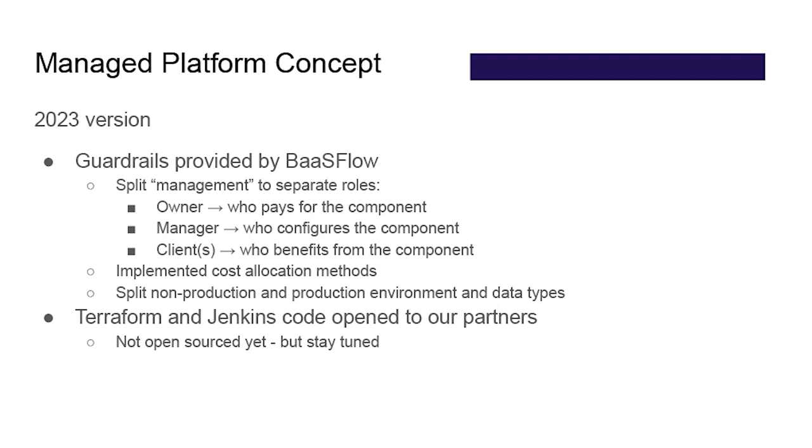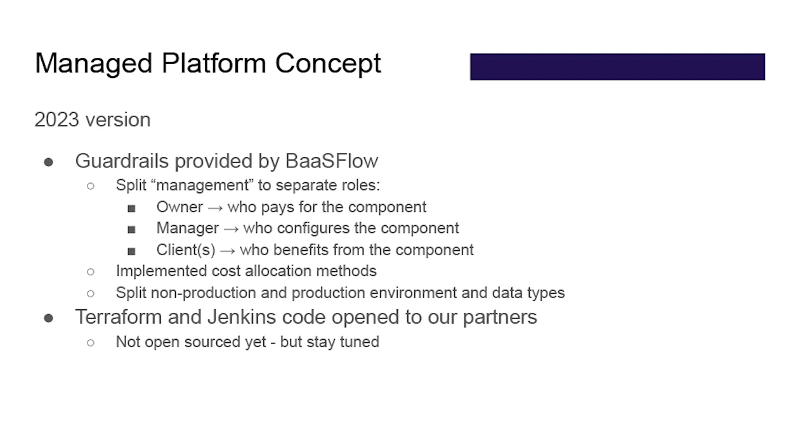To support this, we actually split the management part of this into three. One is the owner. An owner for the cloud infrastructure component is the one who pays for that component. Another one is the manager who configures that component. And the third one is the client who benefits from the component. Now, there is a distinction between all of these, and splitting these into three parts actually enabled us to run the software in another company's AWS infrastructure. It's pretty easy to do.